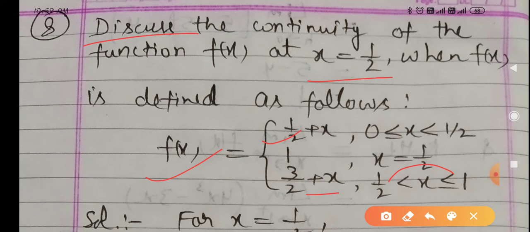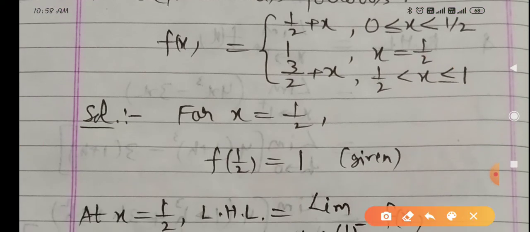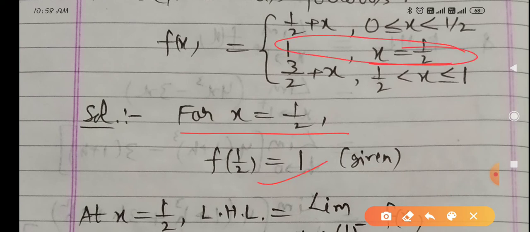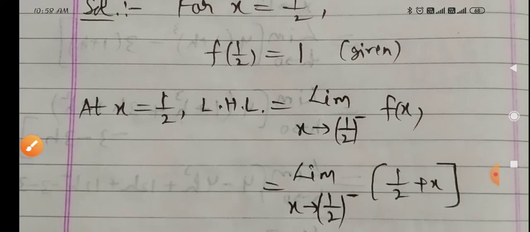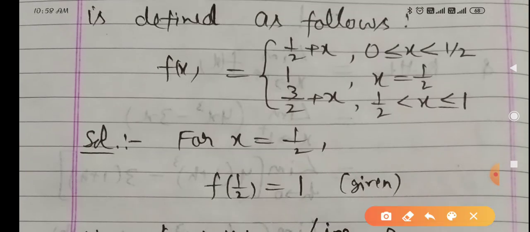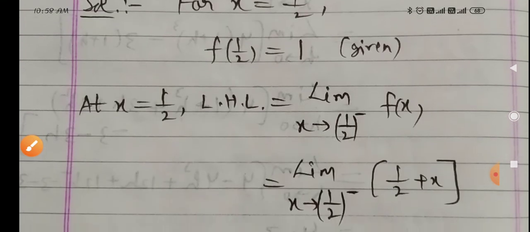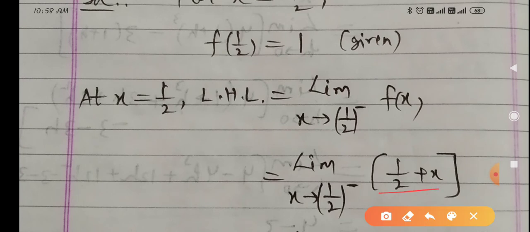Same method will be there which I told you. For x equals 1 upon 2, it is given directly. You can see in the question it is 1. f(1 upon 2) equals 1. The functional value of the function at 1 upon 2 is 1, it is given. Now at 1 upon 2, LHL: limit x tends to 1 upon 2 minus f(x). Same question comes, which f(x) do we have to take? The f(x) for which x is less than 1 upon 2. So this is the function 1 upon 2 plus x, for which x is less than 1 upon 2. That's why I have taken f(x) as 1 upon 2 plus x.